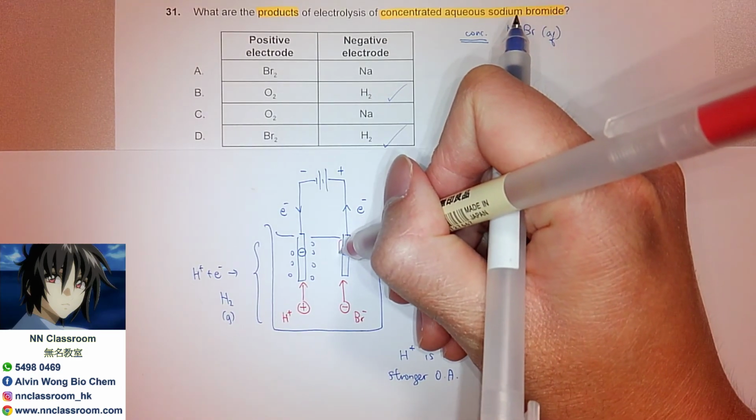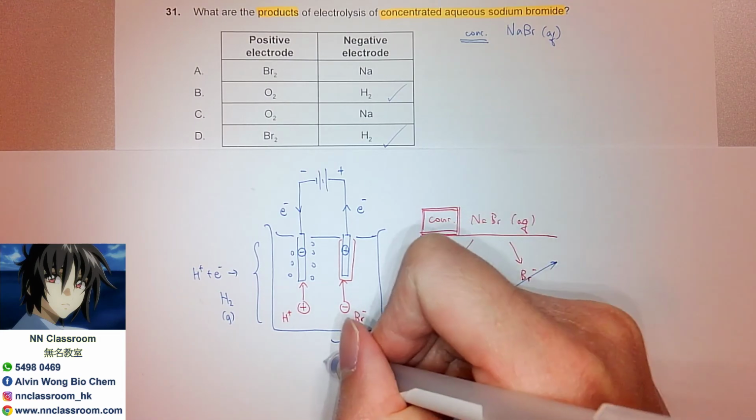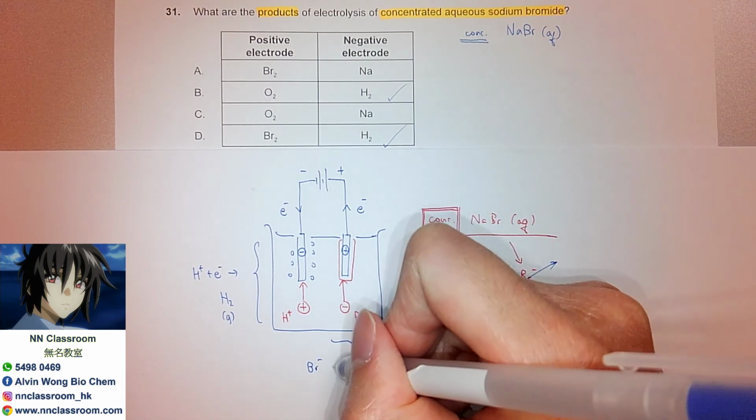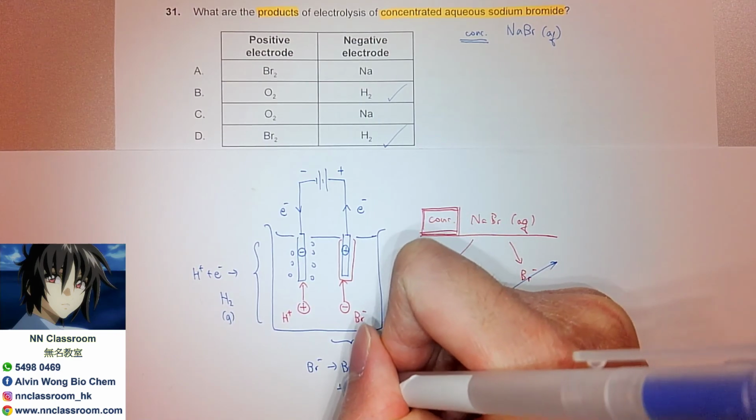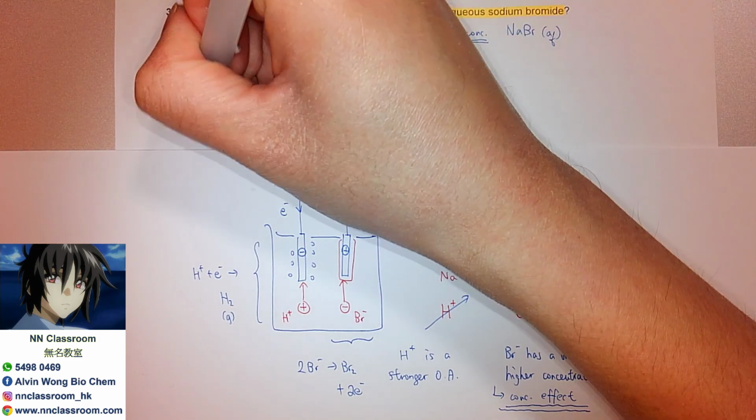We will see maybe some brownish liquid, or sometimes even a gas appearing. That will be the bromine, and the reaction is that bromide is discharged to form bromine plus 2 electrons. That is the oxidation process, right? So obviously the other side will have bromine appearing, but not oxygen gas, right? That's why the answer for this question goes to D.